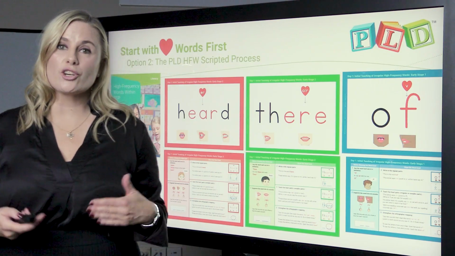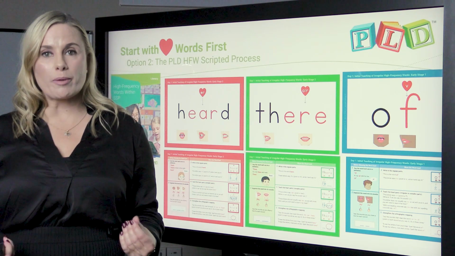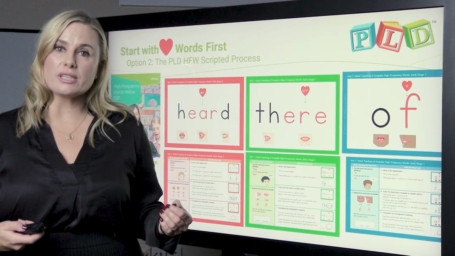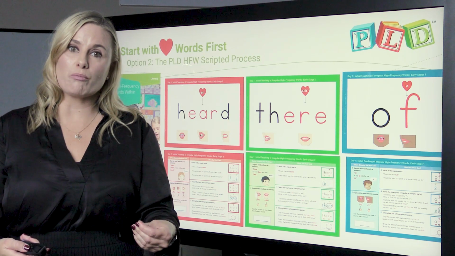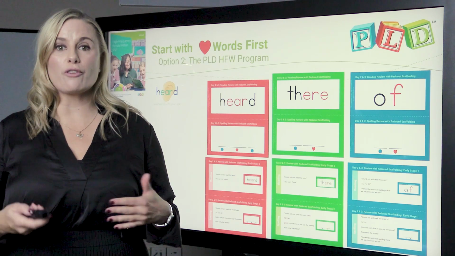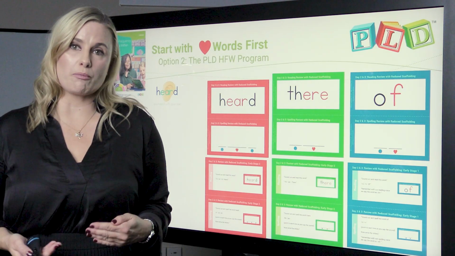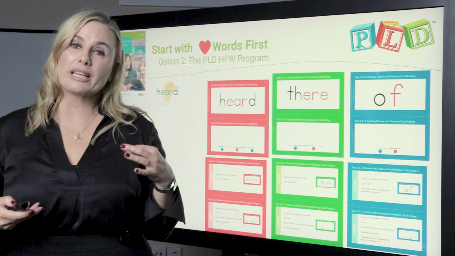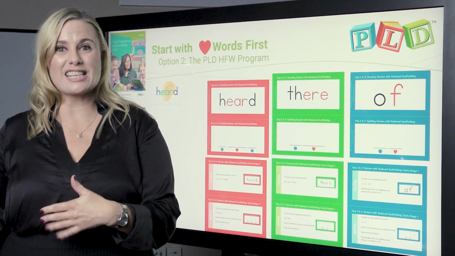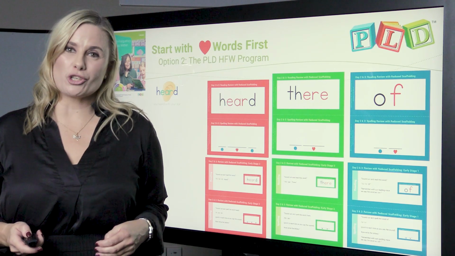Option 2 is to use PLD's high frequency word program. It is a scripted day-by-day introduction of the high frequency words, teaching the speech sound mapping component on day 1 before moving into day 2, 3, 4 and 5 of reduced scaffolding for reading and spelling practice. Now, many of the commonly misspelled or confused words in stages 4, 5 and 6 are recycled and may be found in stages 1, 2 and 3.